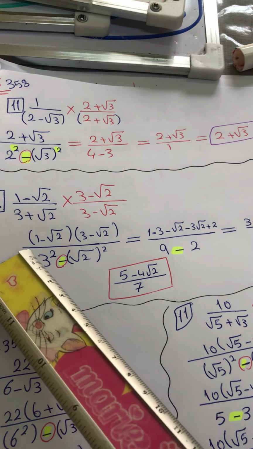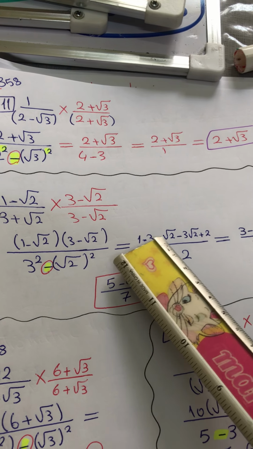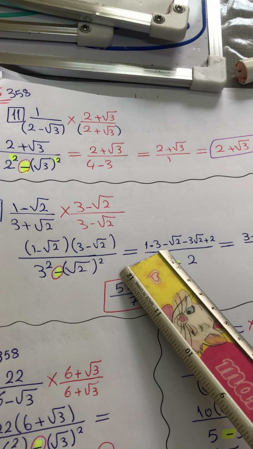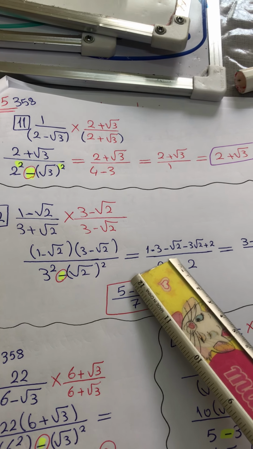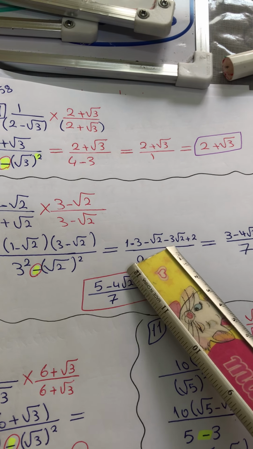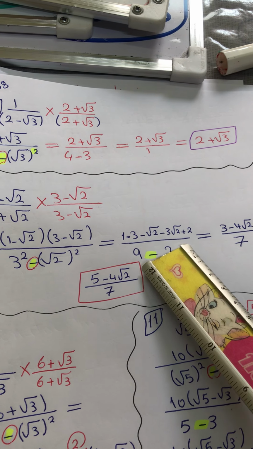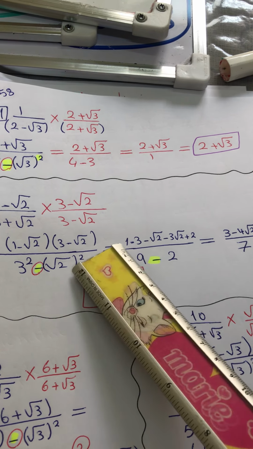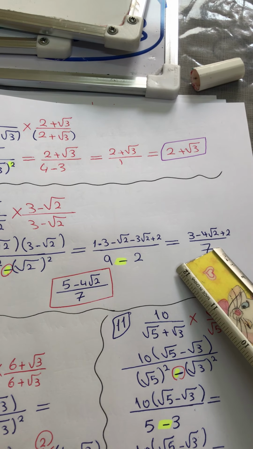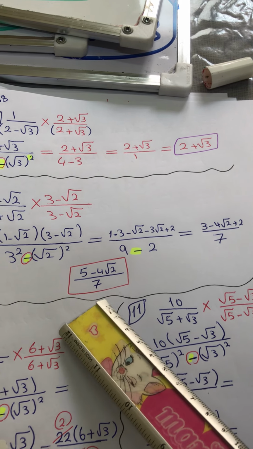I'll make distribution: 1 multiply 3, okay, and 1 multiply negative square root of 2, okay, like this, and then negative square root of 2 times 3, so equal negative 3 square root of 2. Negative square root of 2 times negative square root of 2 equal positive 2. Like this. Collect the like terms together as you see here. Finally, you have 5 minus 4 square root of 2 over 7.